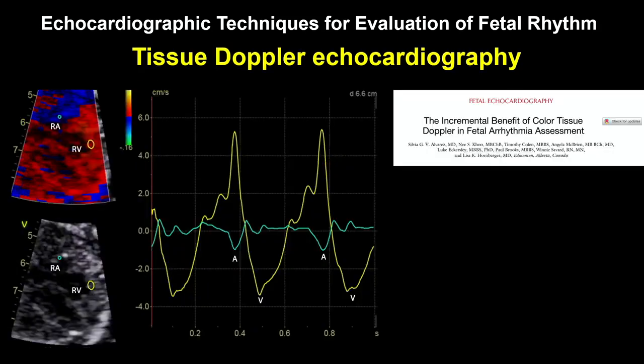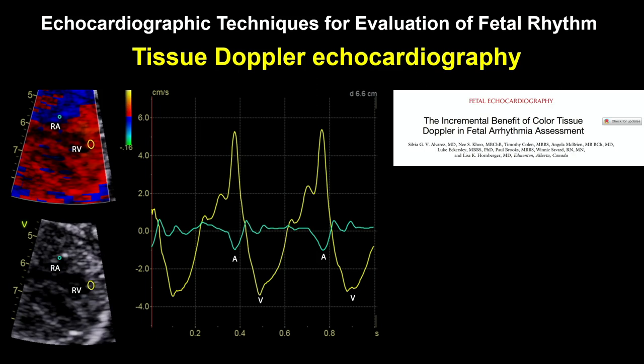And if you work in pediatric cardiology settings and you have more sophisticated techniques such as color-coded tissue Doppler echocardiography, you can actually add a lot to the differential diagnosis of different arrhythmias. And I would like to highlight this paper from Dr. Hornberger's group from Alberta, Canada, that applied this technique for differential diagnosis of different arrhythmias.